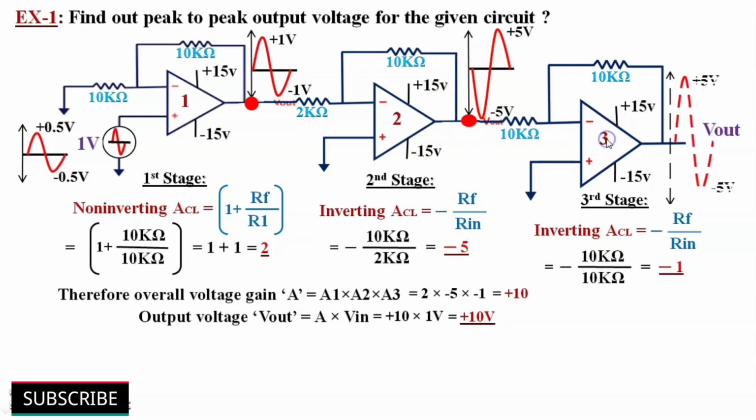Third stage is also inverting configuration. Here gain is minus 1. So output voltage is same as input with 180 degrees phase shift. Since our input and final output are in phase with each other, the circuit behaves as non-inverting amplifier.